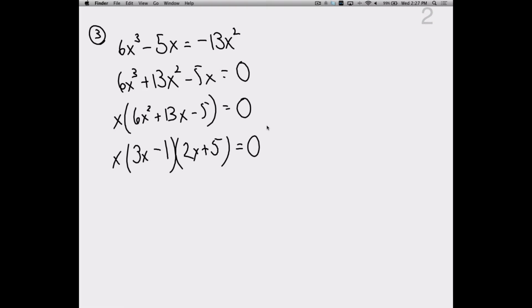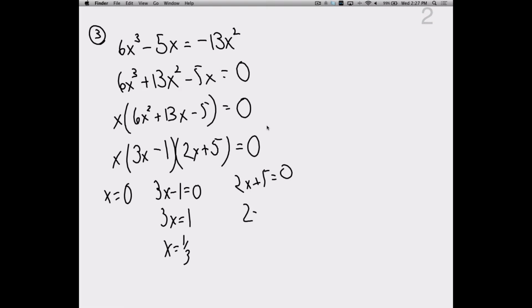Each one of these things has to equal 0. X equals 0. Well, that's easy. 3x minus 1 equals 0, which means that 3x is equal to 1, which means that x is equal to 1/3. 2x plus 5 is equal to 0. 2x equals -5. X is equal to -5 halves. There's all 3 answers.